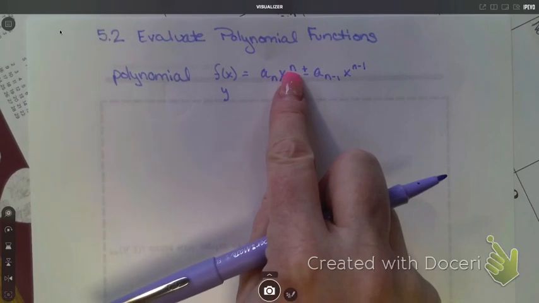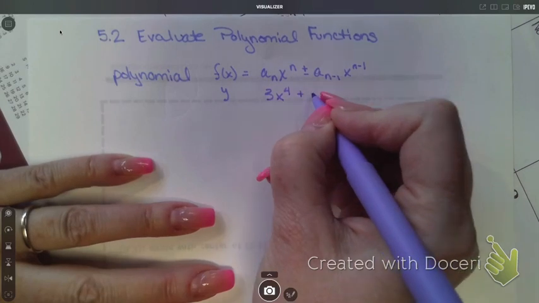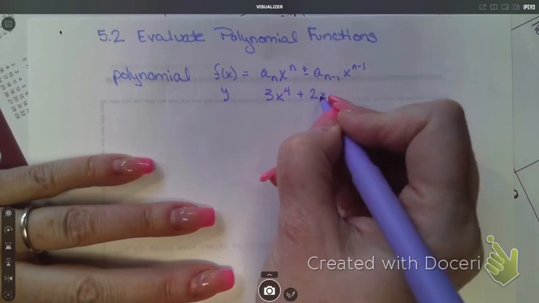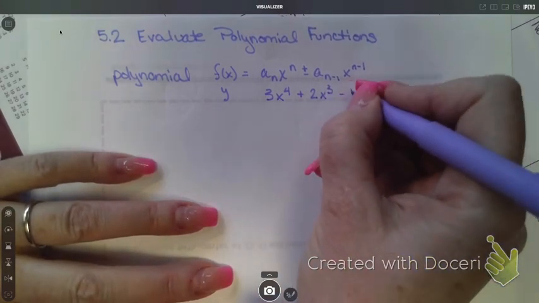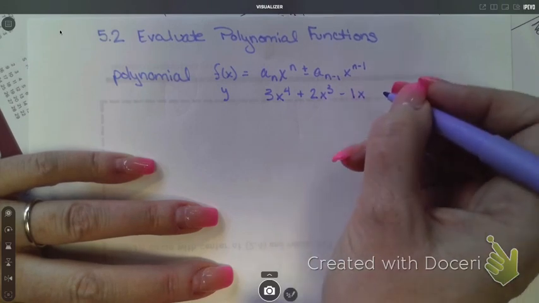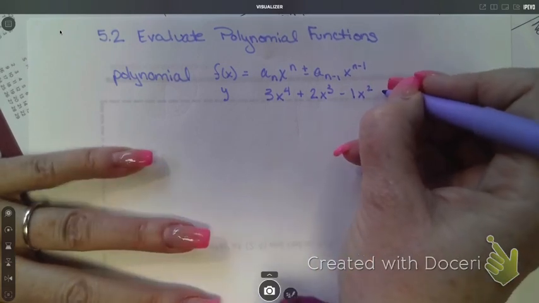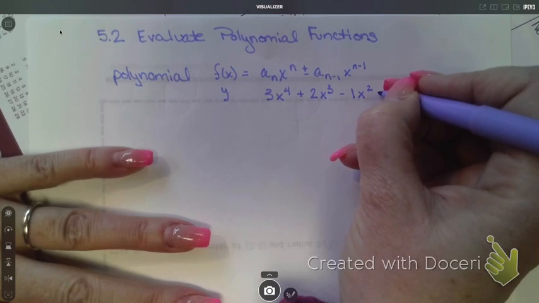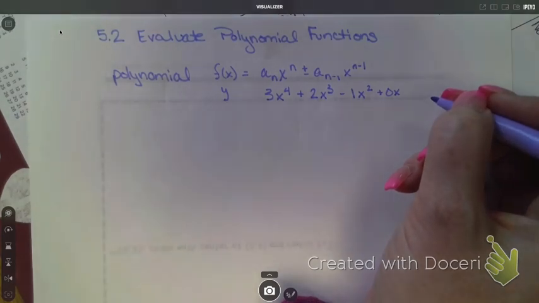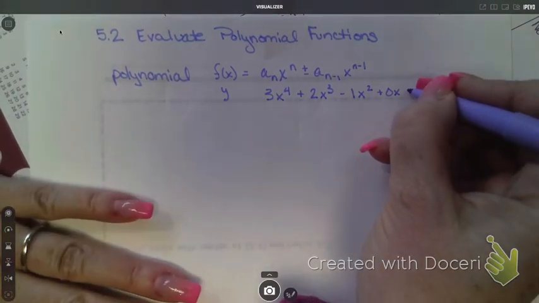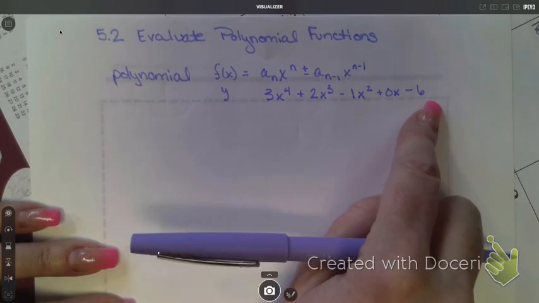So, as I go down, if I have 3x to the 4th plus, the next one should be x to the what? 3rd. And the next one should be x to the 2nd. And if I don't have anything, there'd be a blank. So it'd be like a plus 0x. Because if there's not an x, can I always put one in if I wanted to? Yep. And then we have a constant. So they always should be in order.